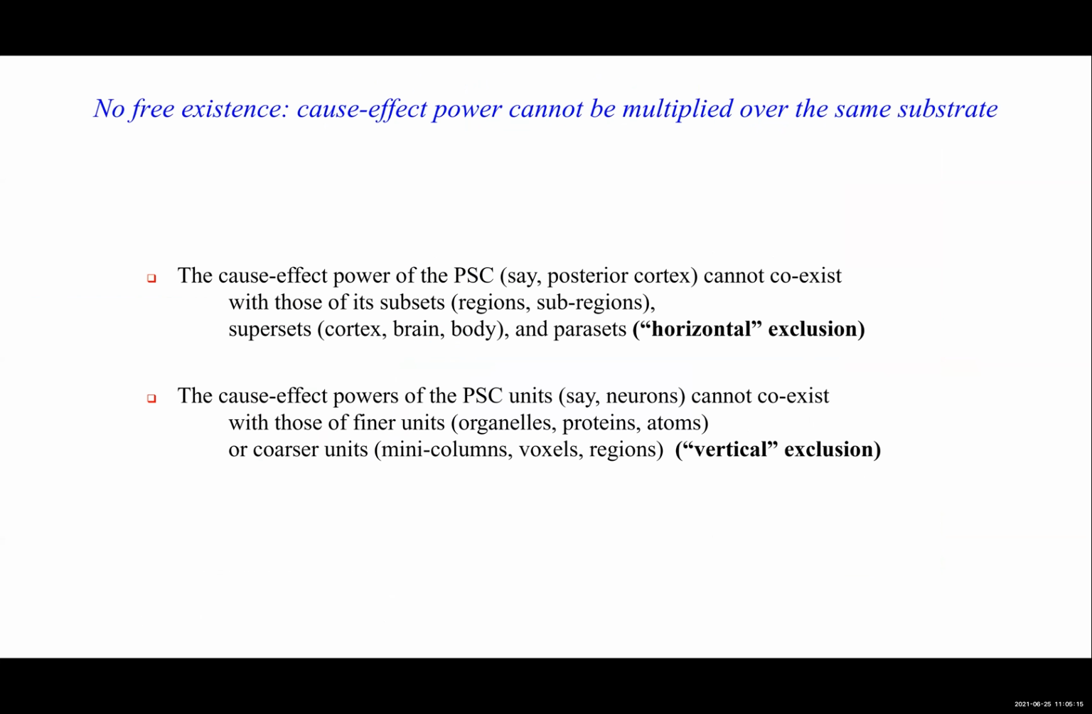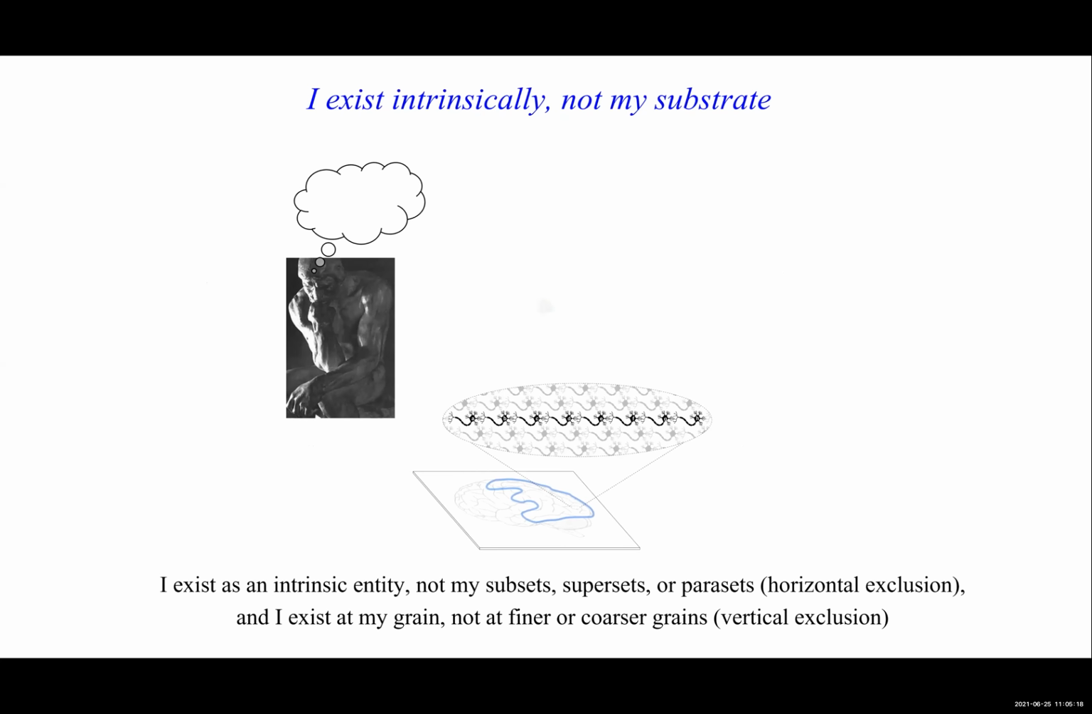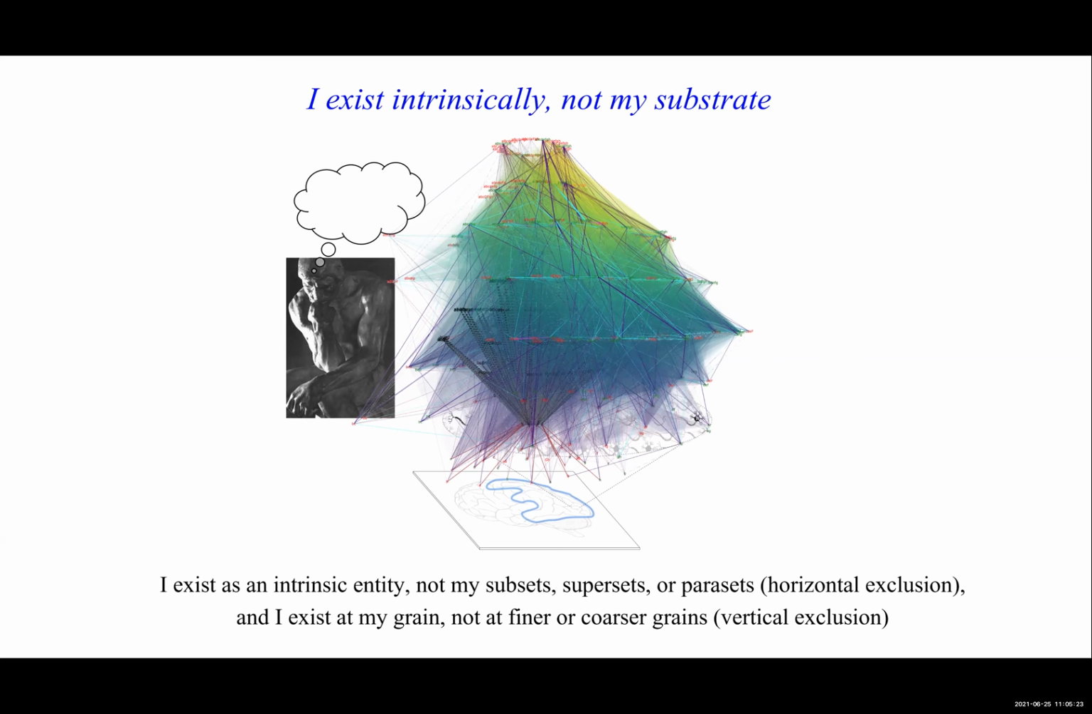That's the intrinsic existence view versus the extrinsic existence view. And now here we come to the ontology, so to speak, that's relevant also for free will. So this whole story says that when I am conscious or whatever, I exist intrinsically as a cause-effect structure in physical terms, not as a substrate. And of course, only I exist, not my subset, superset, or paraset, and at the grain at which I exist, not at finer and coarser grains.